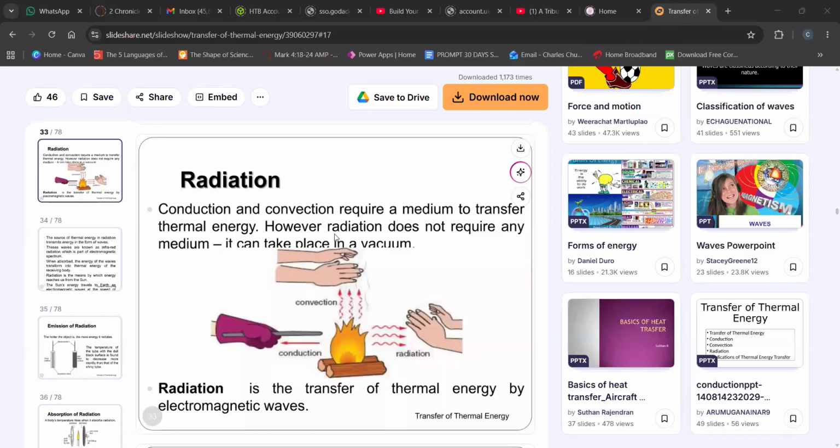Okay, all right. So you can see the picture there too, showing you the differences between conduction, convection, and radiation.